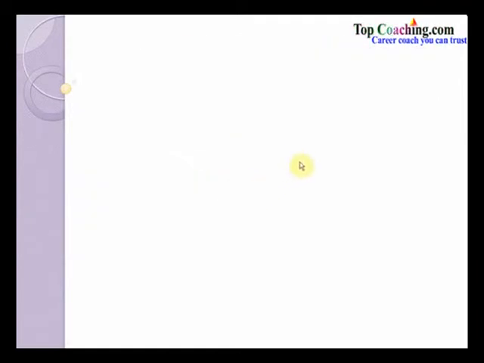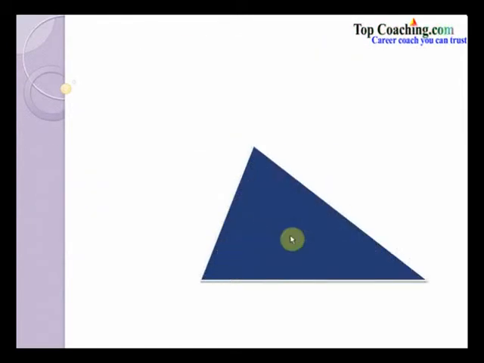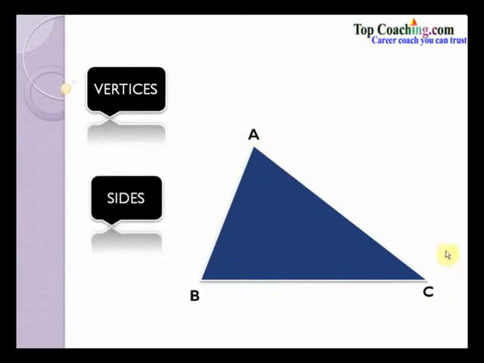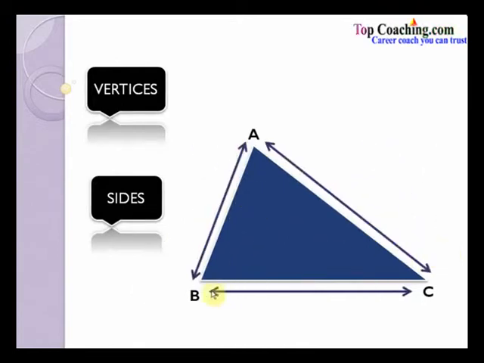Now let's see what the different parts of a triangle are. Let us say that this is a triangle. Now what do we mean by vertices? Vertices are A, B and C. So the endpoints are called the vertices and we have named them A, B and C. Now what are sides? Sides are these: BC, AC and AB. The three line segments that together form a triangle are known as the sides. BC, AC and AB are the three sides of this triangle.